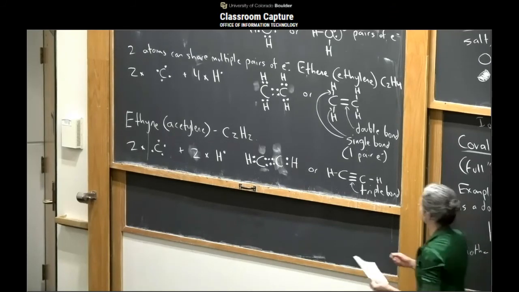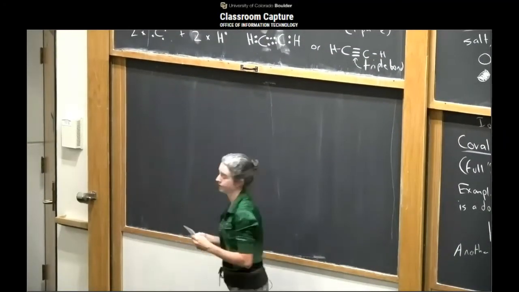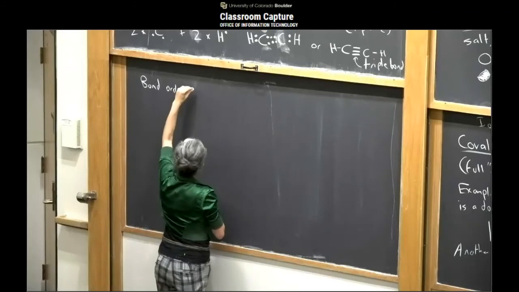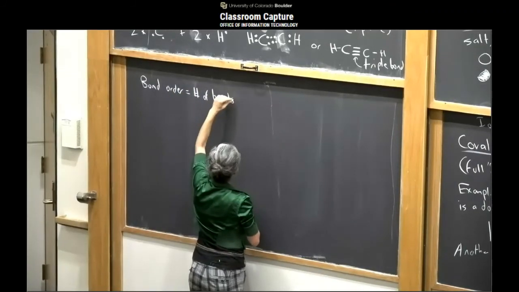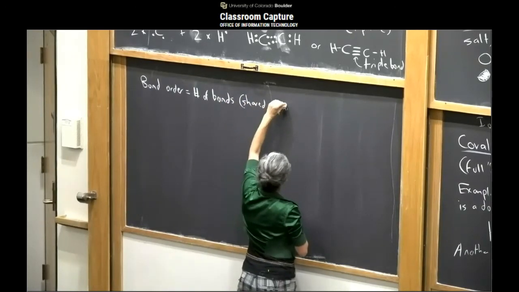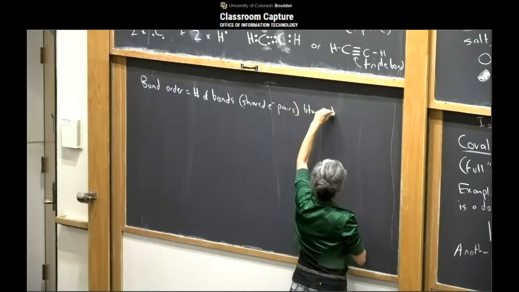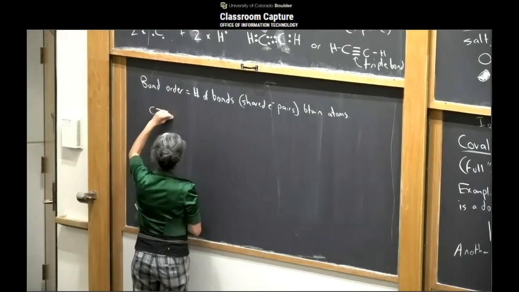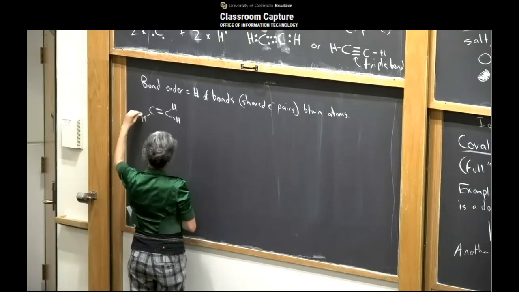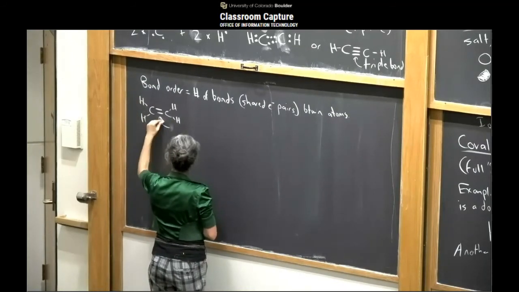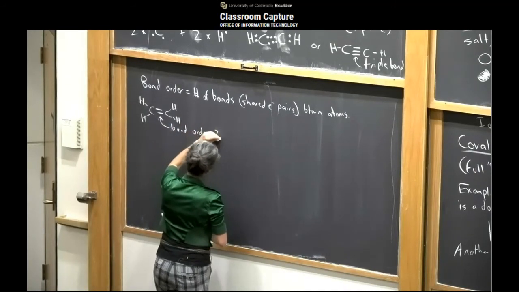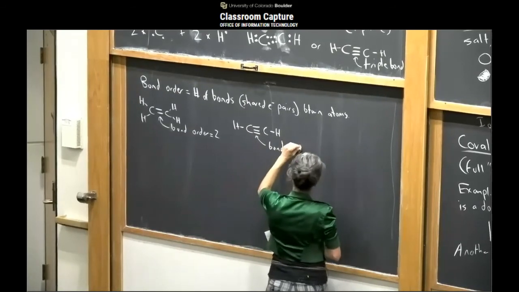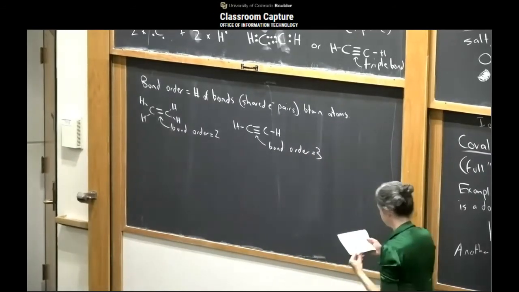So another way to describe how many pairs of electrons are shared between two atoms is with what's called bond order. So this is the number of bonds or shared electron pairs between atoms. So in other words, ethene here has a bond order of 2. Ethyne has a bond order of 3, or a triple bond.